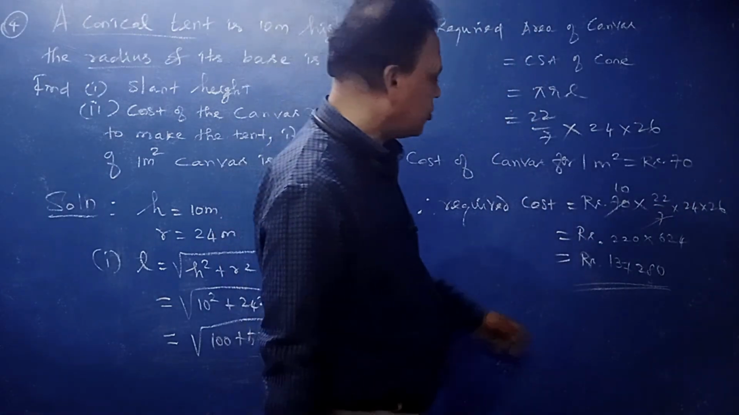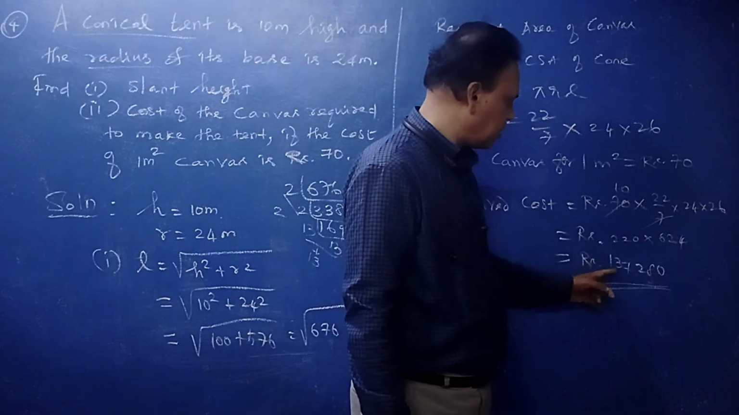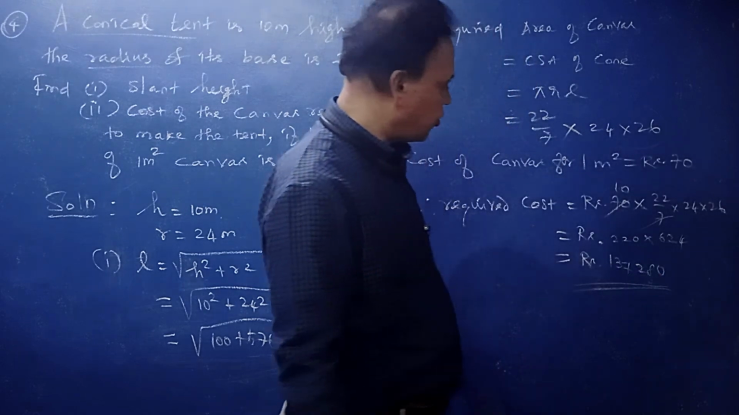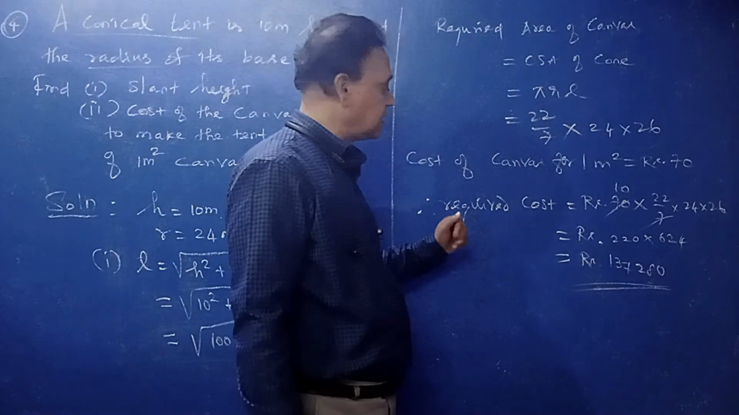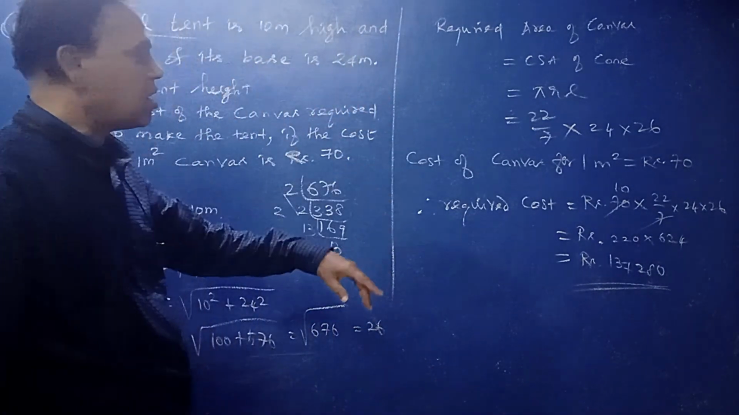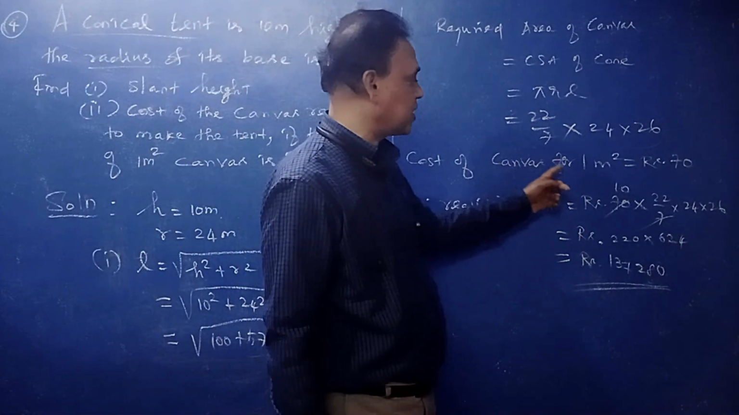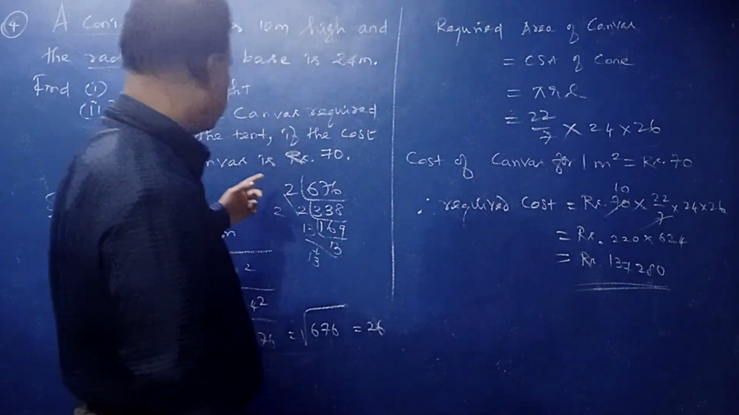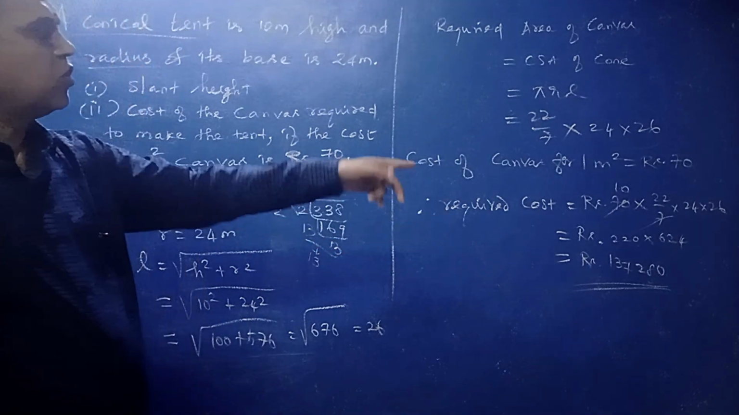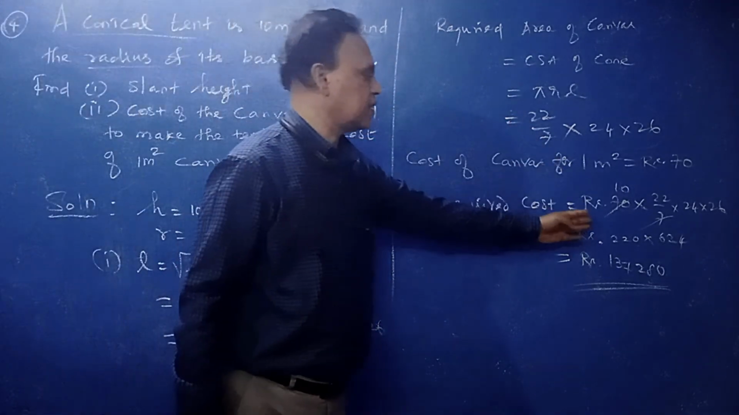Then 220 into 624 is 1,37,280 rupees. This is the required cost. Like this you can easily find it using the formula. The cost of canvas for 1 meter square is always given, then you find the required area, and the required cost is that much area multiplied by the rate.